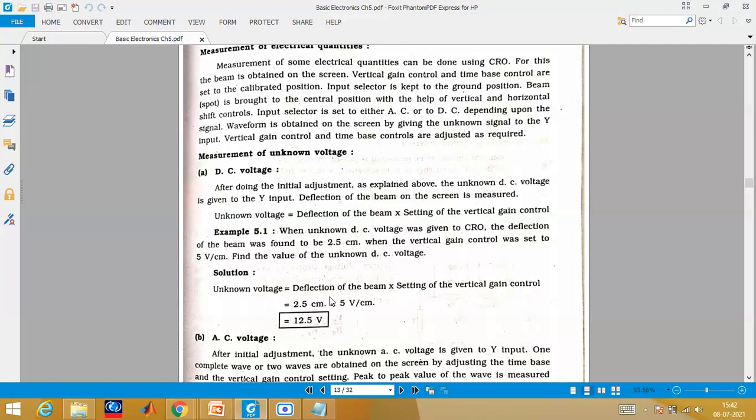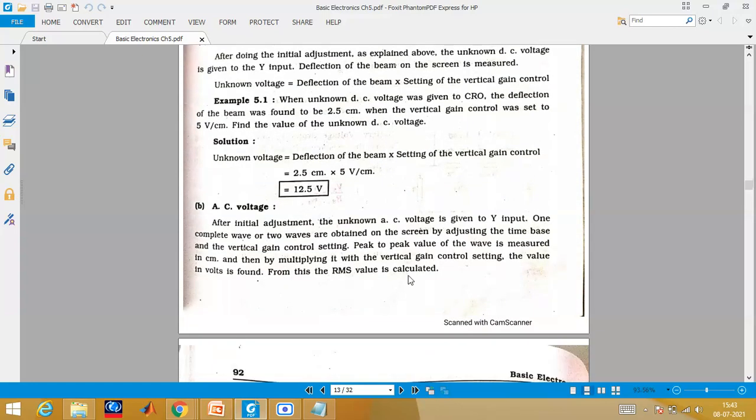Sometimes they ask problems like this in competitive exams. So you must know that you can calculate the unknown voltage by simply multiplying the deflection of the beam with the vertical gain. Vertical gain is the gain which you primarily set in the CRO to see that particular waveform. Suppose somebody wants to see it somewhat larger, you can do so, but the value will never change, because the vertical gain in volt per centimeter is given. They have given you 5. If you are measuring in some other setting, the deflection of the beam will also change, and you can calculate the unknown voltage.